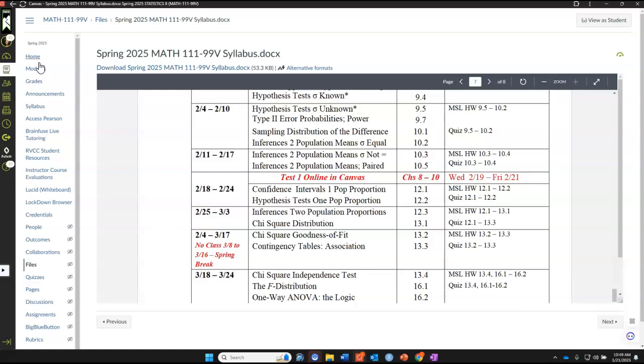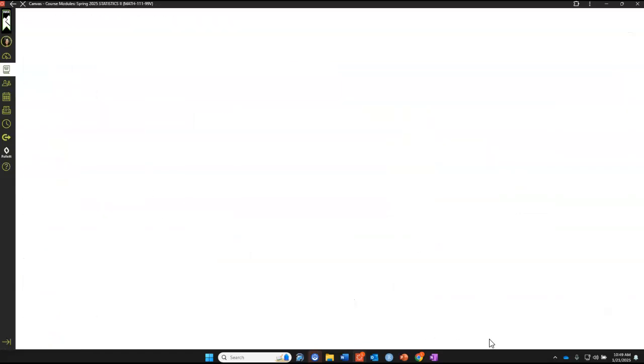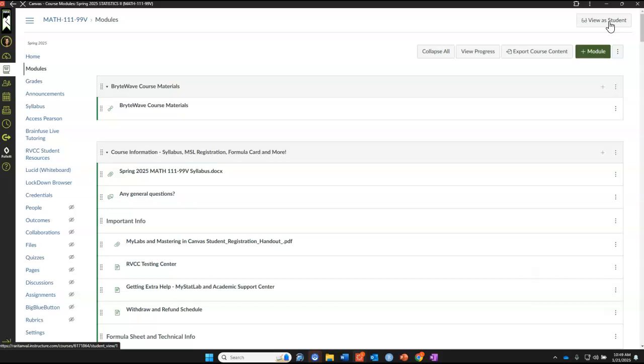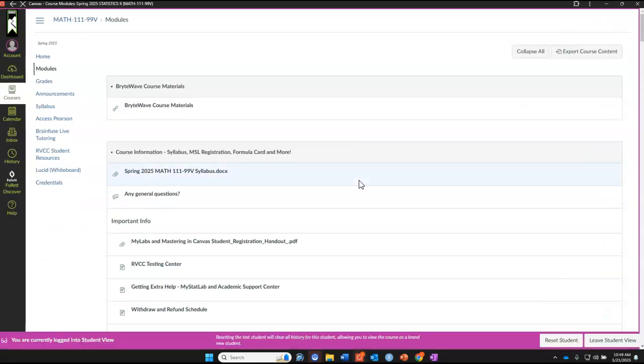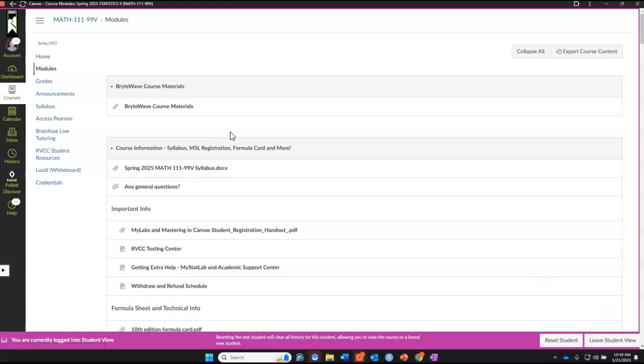All right, so let me come over here to modules, and let's look at the student view for a second. There we go. So here's what it will look like for you. Your grades will always be up to date. Even as you do the homeworks in MyStatLab, they will constantly update and sync to Canvas. So you'll always know exactly what your grade is in this course.